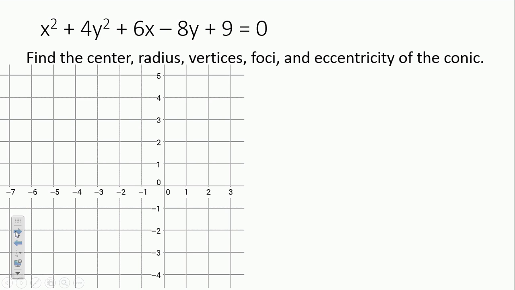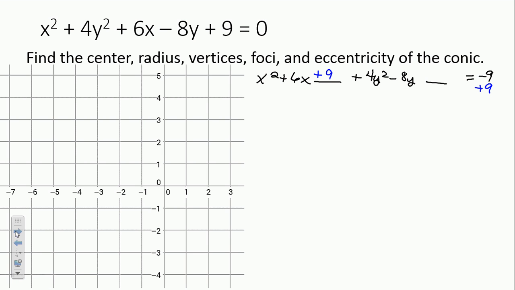Separate x's and y's. So x squared plus 6x, leave a gap, plus 4y squared minus 8y, leave a gap, and let's bring that 9 to the other side. How are we going to get the left side in shape so that we can find a center, an H and a K? Half the middle term squared. Complete the square. Half of 6 is 3. Squared is 9. Added 9 to the left. Need to add 9 to the right.